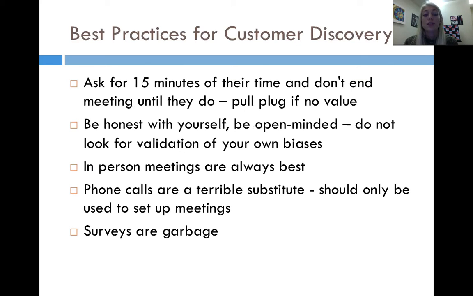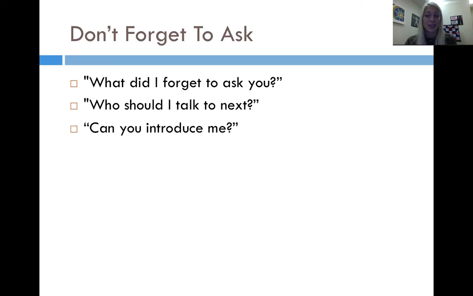In-person meetings are always best. If you need to use Skype, that's okay, but I don't prefer that at all. Phone calls are a terrible substitute. You want to see their face, you want to see their eyes light up when you mention a problem they might have or find is a big pain point, and you want to note that. Also, surveys are garbage at this point. No surveys. Don't forget to ask at the interview, what did I forget to ask you? So you can incorporate that in future interviews and get more takes on more topics related to the interview. Who should I talk to next? Again, referrals are super important here. And can you introduce me, if they have a referral in mind for you?